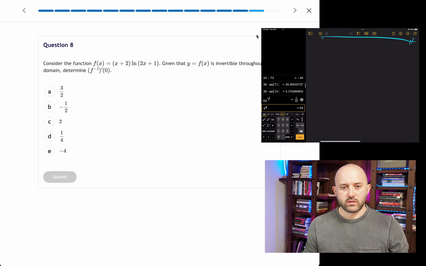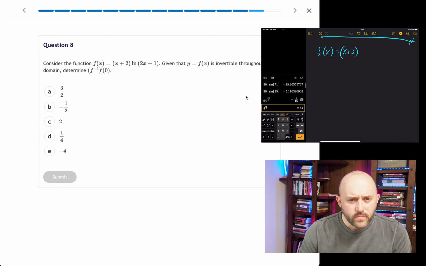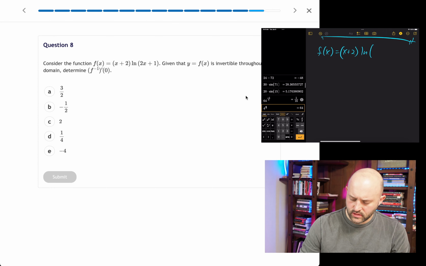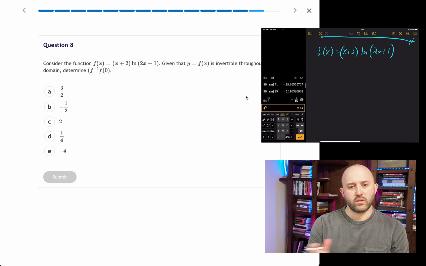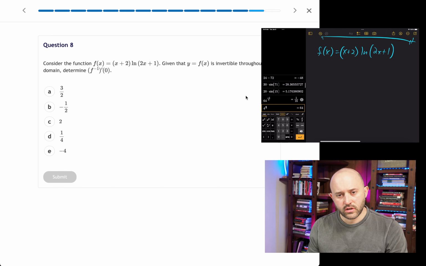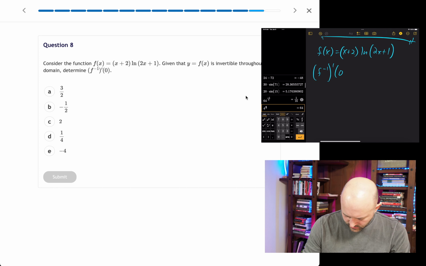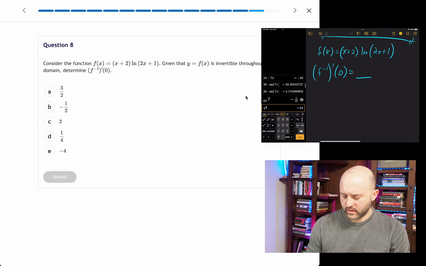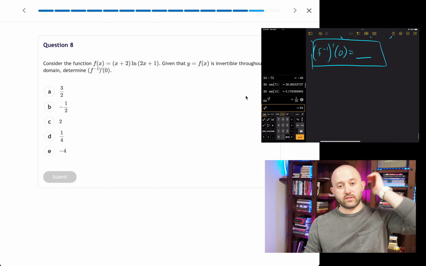And I have an extra problem to solve because of it. Okay, f of x equals (x plus 2) times the natural log of 2x plus 1. Its domain is whatever, so determine f prime. Already got it wrong. f inverse prime of 0 equals what? And I'm going to make this like a big boxed thing that I have to go to before I answer.